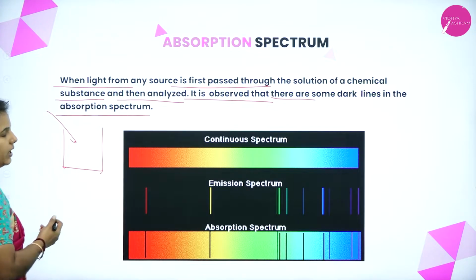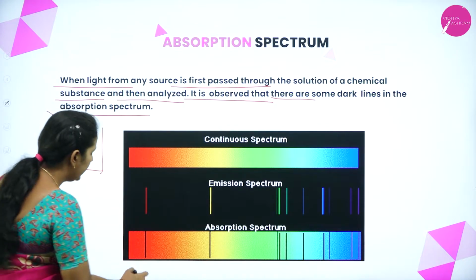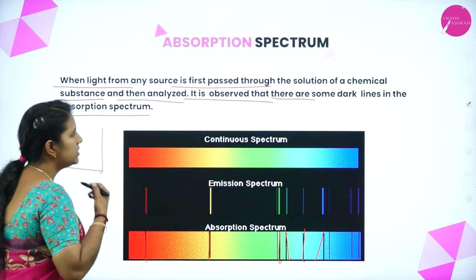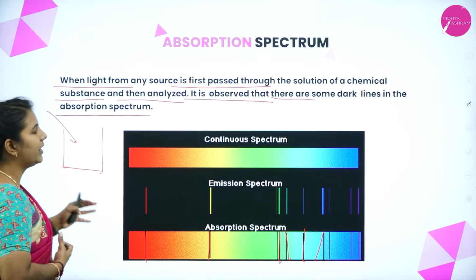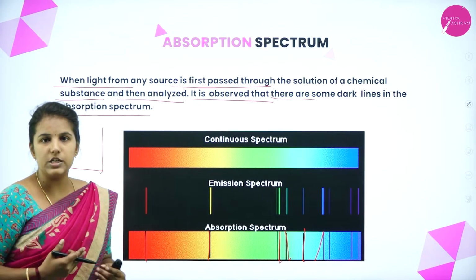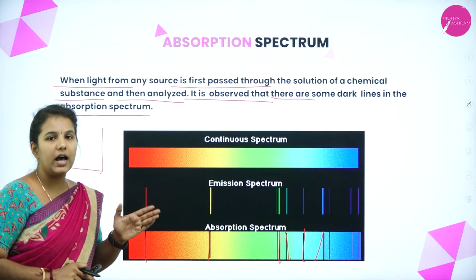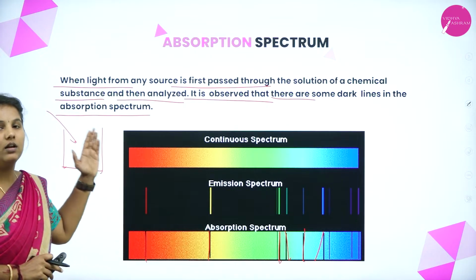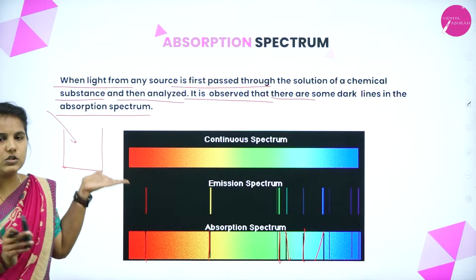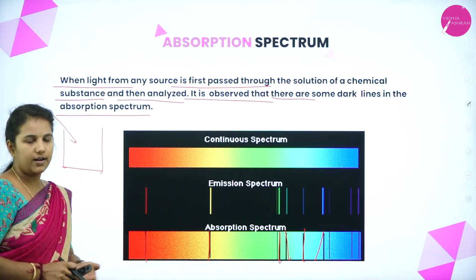So what do we observe here? The lines or the spectrum will be obtained in the form of dark lines. Here you can see the dark lines which have been produced. Since these dark lines indicate that some of the spectrum is absorbed, it is known as absorption spectrum. Why does it get absorbed? Because you are passing the light through the solution or chemical substance, it gets absorbed and is produced as a dark line.